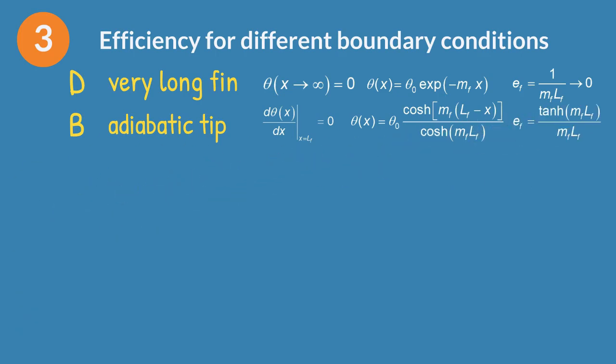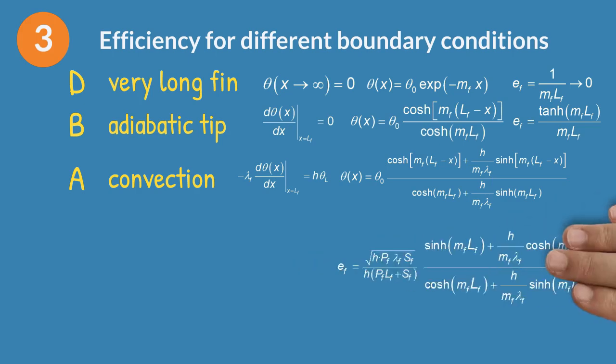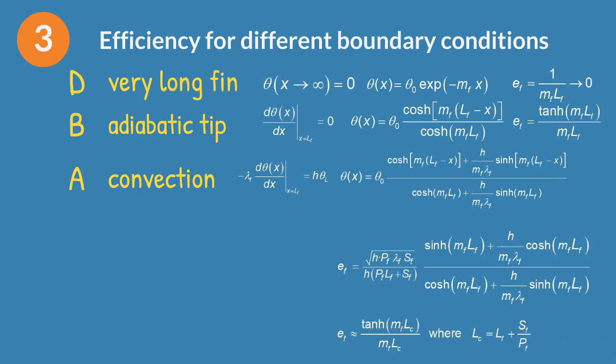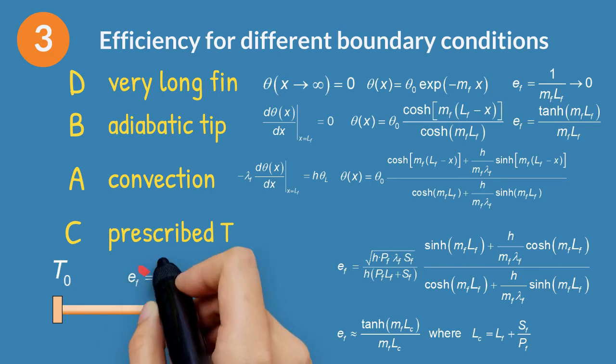The next type of fin to be analyzed is the one with convection at the tip. It has the more complex expression for the temperature distribution, and, therefore, the more complex expression for the efficiency. If the efficiency is high, it can be calculated with a simplified formula. For a fin with a prescribed temperature at the tip, there is no point in talking about efficiency.